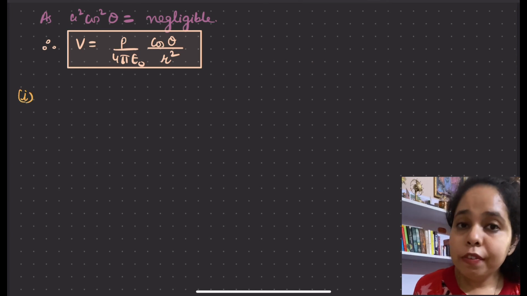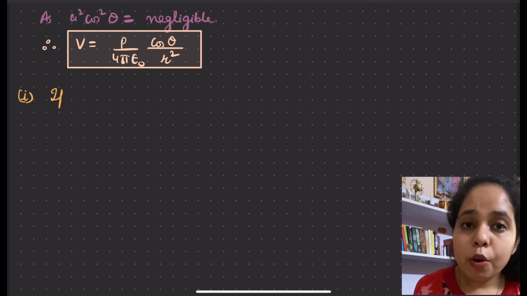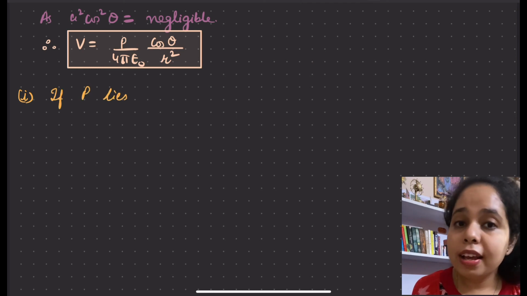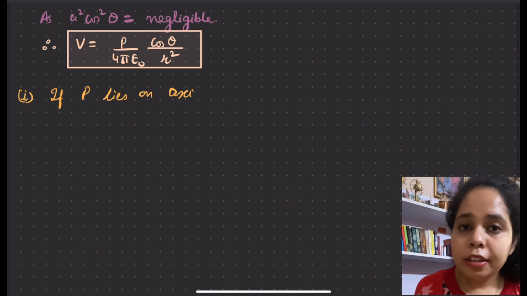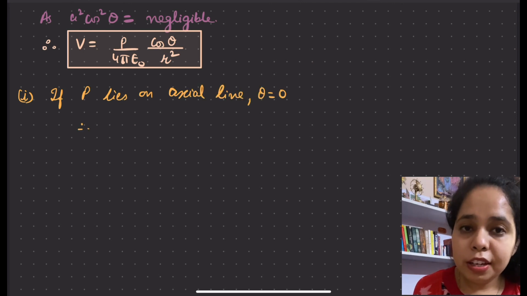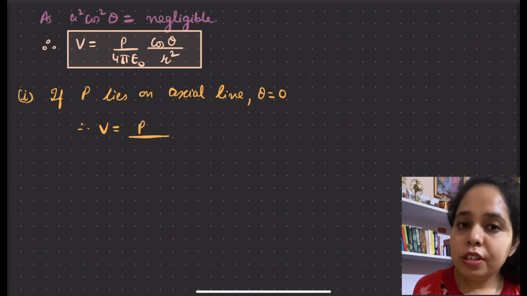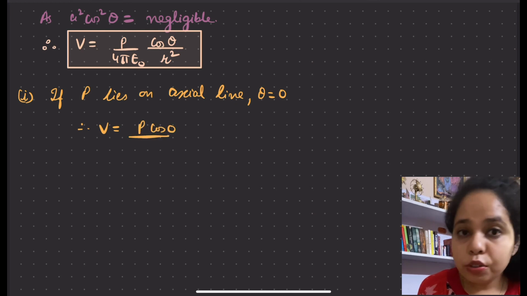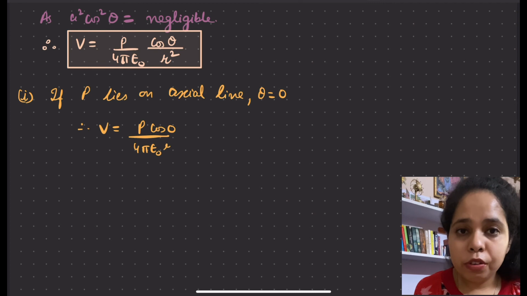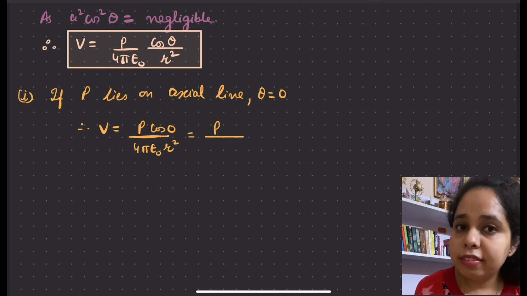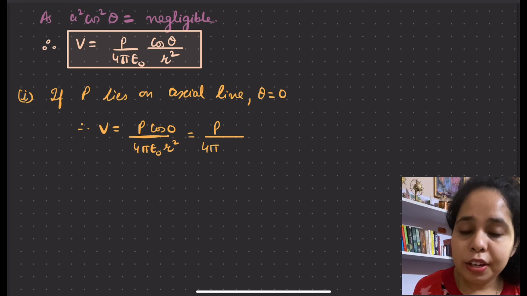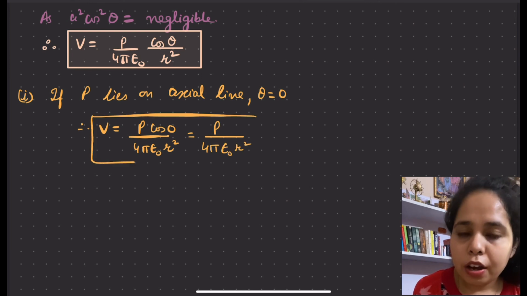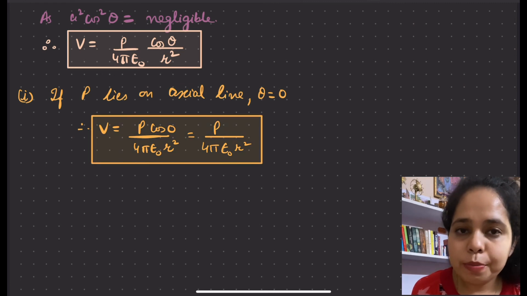So if we take that point P of observation is lying on the axial line of the dipole, then theta will turn out to be 0. Therefore we have V is equal to p cos 0 upon 4 pi epsilon naught r square, and we know cos 0 is 1. Therefore the final expression for V on the axial line will be V is equal to p upon 4 pi epsilon naught r squared. So this is our equation number 5.